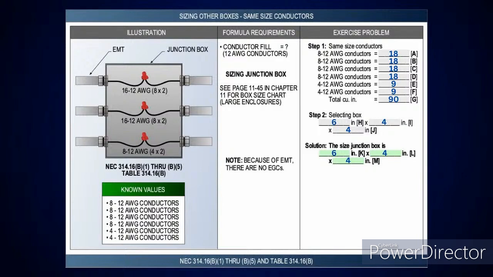Then I go down and I've got 4 of them. So I take 2.25 cubic inches times 4. That's going to give me 9 cubic inches. Add all that up together. And then you take a 6x4x4, and that'll be the next size up above that. Let me see if I've got my calculator here. I'll tell you exactly what that value is.